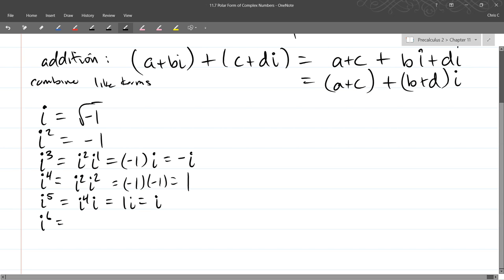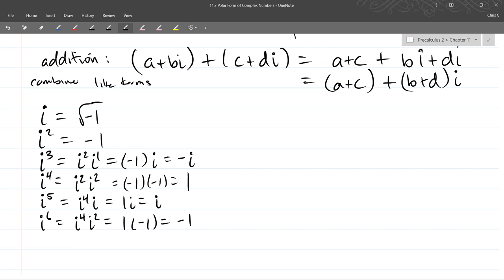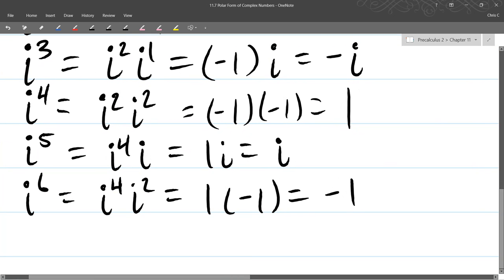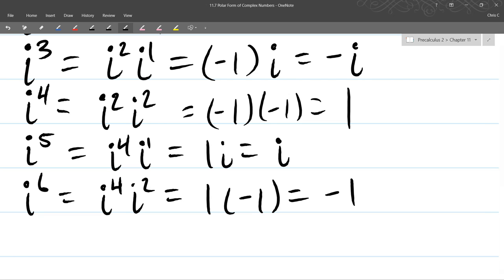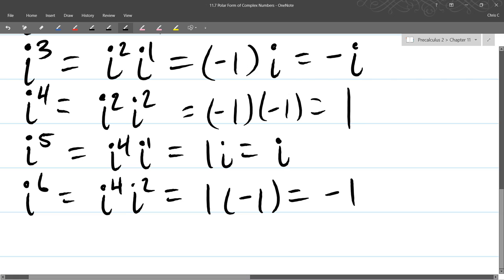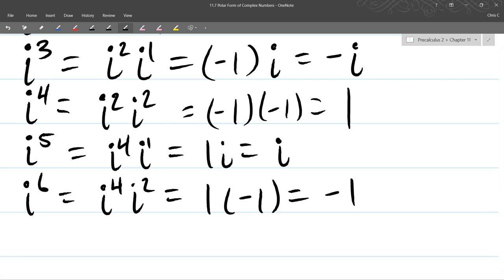i to the sixth. We're going to do something very similar. i to the fourth times i squared. i to the fourth is 1. i squared is negative 1. So we get negative 1. You add the powers, 4 plus 1. So we got 5 of them on the left, and then we also have 5 on the right. I just grouped 4 of them together and one outside. And then we did something really similar for 6, group the first 4 together and leave the last 2 out. And I'm grouping them in 4s because I know i to the 4th is 1. So I can pretty much forget about i to the 4th because it's just times 1.